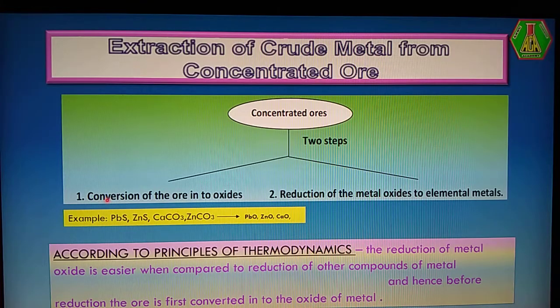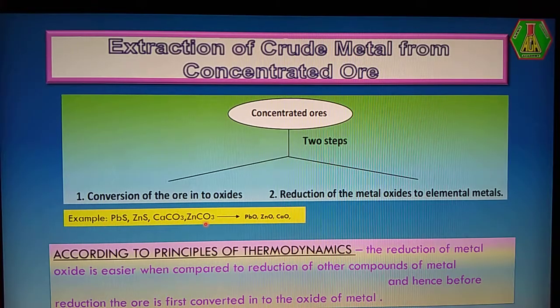I mean, any type of concentrated ore is initially converted into the oxide, the metal oxide. We have a concentrated ore, isn't it? Lead sulfide, zinc sulfide, calcium carbonate, zinc carbonate. Those are all concentrated ores. Any type of ore we have is initially converted into metal oxide. So the first step of the extraction process is conversion of the ore into oxides.